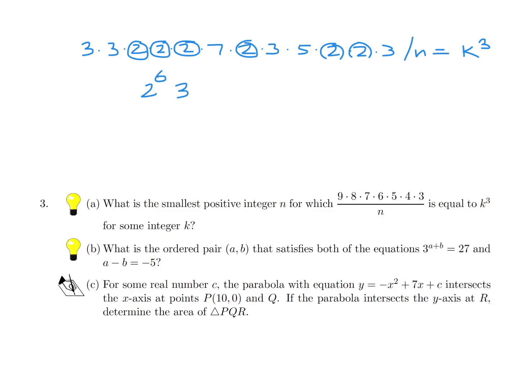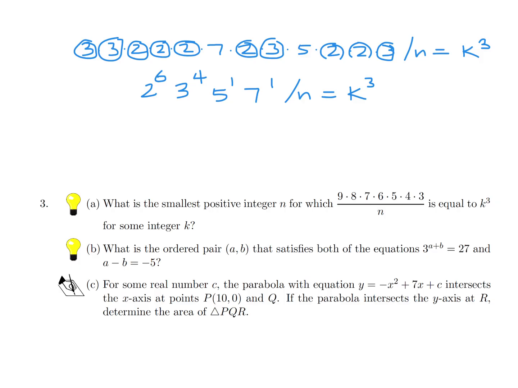How many 3's do I have? I got 1, 2, 3, 4. And then 5, I just have 1. And then 7, I just have 1. And then that's all over n. It's going to equal some cube. Okay.